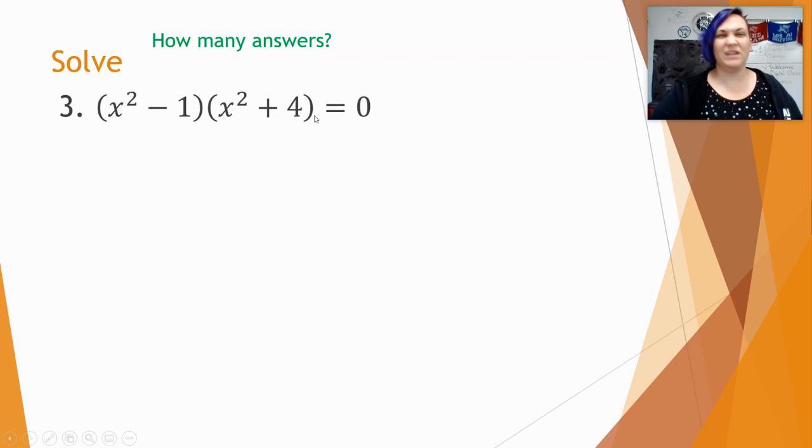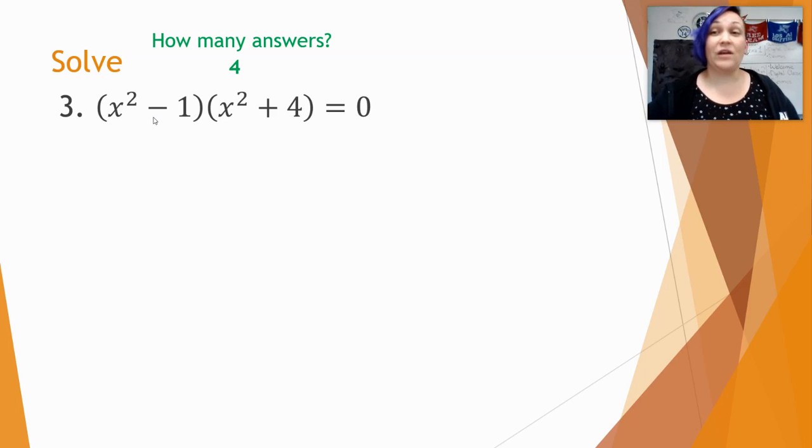In this problem, it's a little bit trickier than the previous problems to figure out how many answers there are, because I can't just look at the biggest exponent. Each individual parentheses will give me its own set of answers. And so the first parentheses is going to give me 2 answers, and the second parentheses is also going to give me 2 answers. And so in total, I should get 4 answers. And if you actually multiplied this out into standard form, your biggest exponent would be x to the 4th.